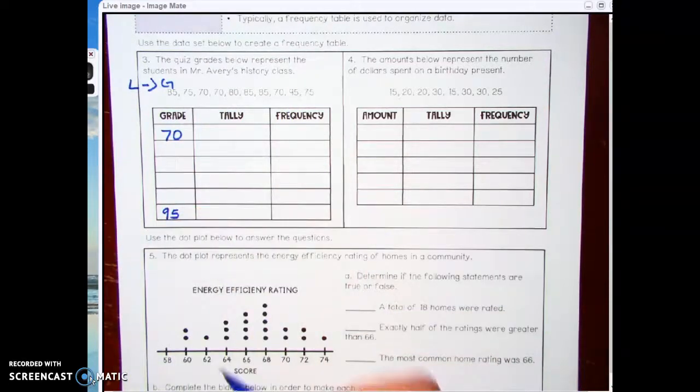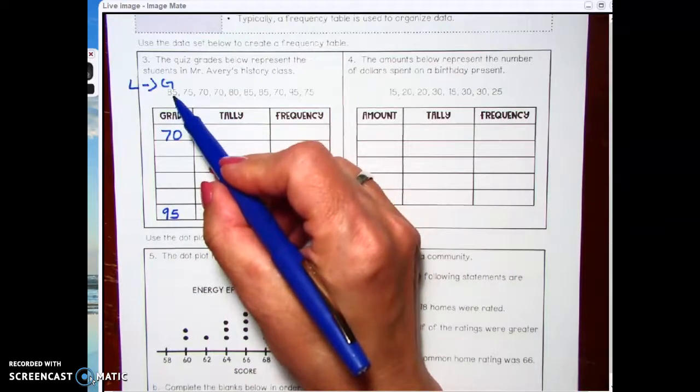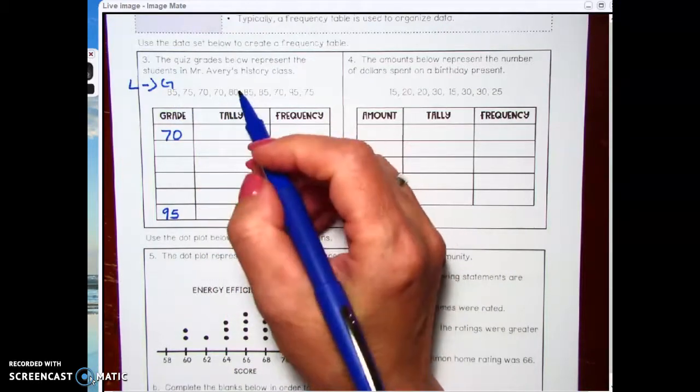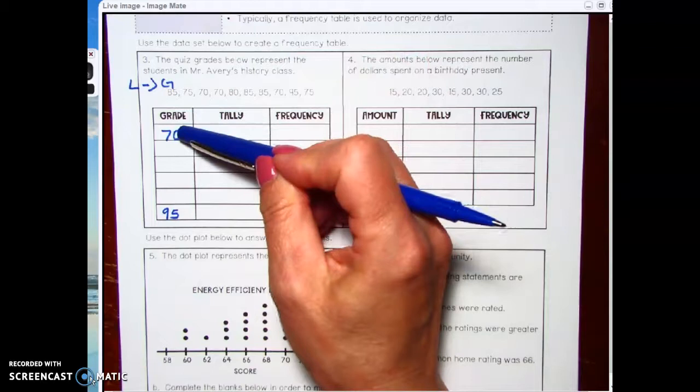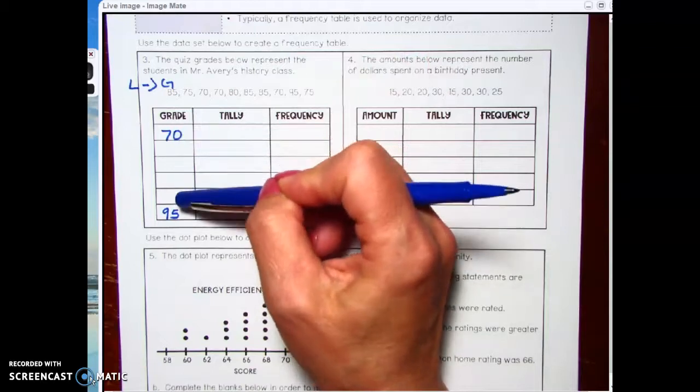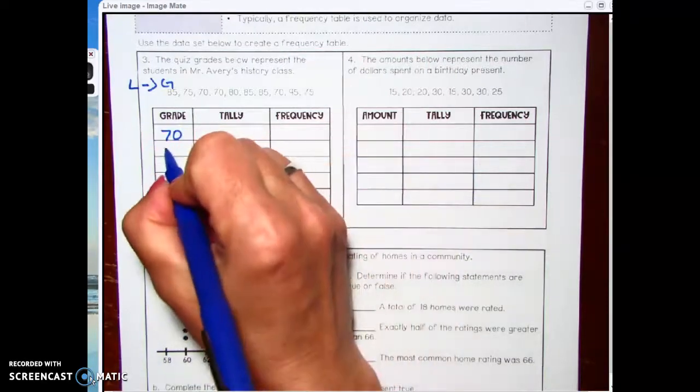And here's how I do this. Because everything ends in either a 5 or a 0, I could probably count by 5s. Let me check. 70, 75, 80, 85, 90, 95. That works.